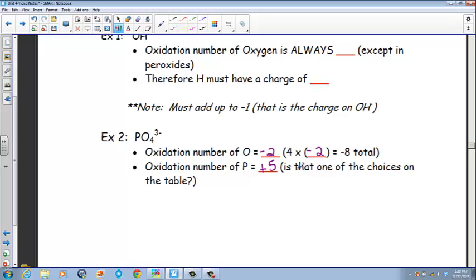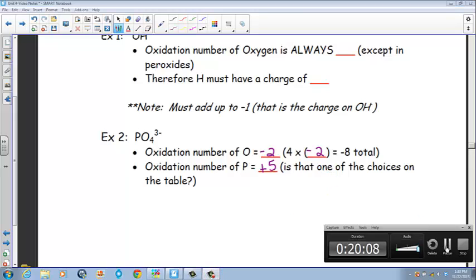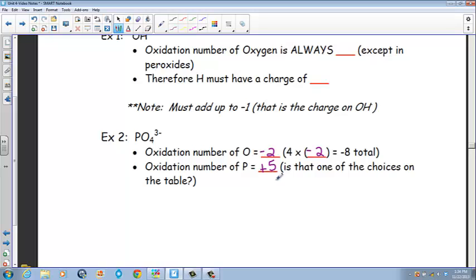And then we have to ask ourselves, is this one of the choices on the table? Let's look. Since this is one of the choices, this is a possibility, and this is how we figure out which oxidation number to assign when it doesn't fall under the first choice. So when we add this up, we have -8 plus 5. That gives us a total of -3. That's where that comes from.